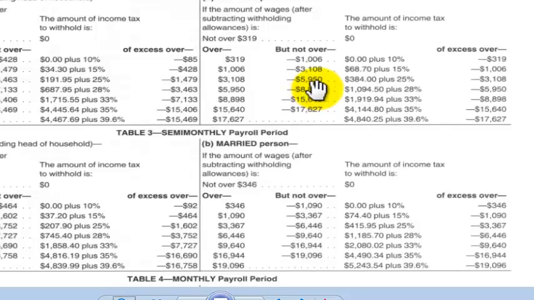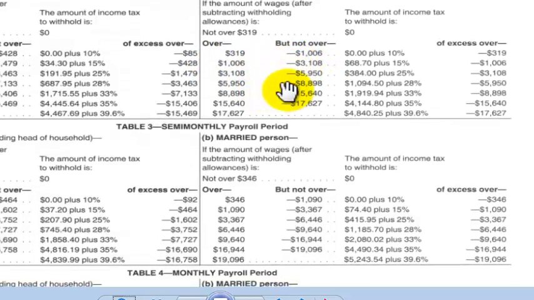Okay, and the number that we're looking for is $3,096.15. So we're going to find the line that number would be in, and so here it is. It's in this line, right? It's between 1,006 and 3,108. So here's our tax.